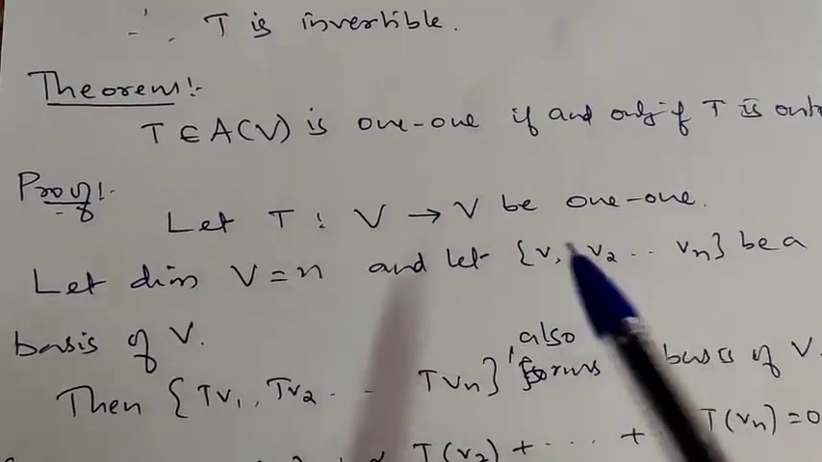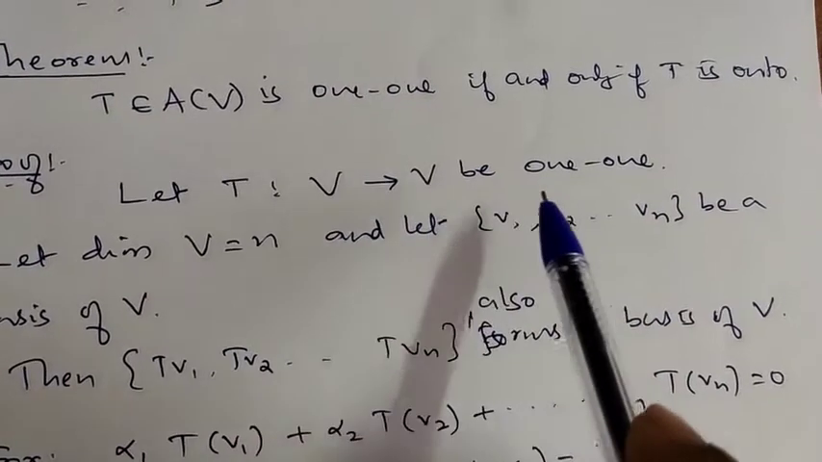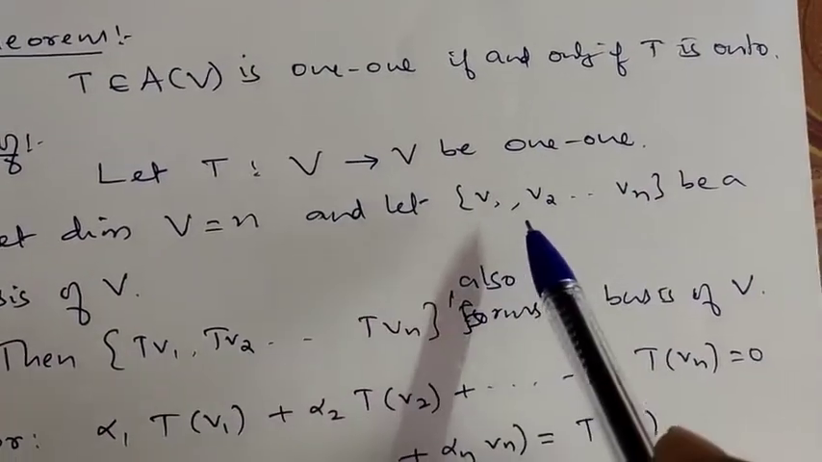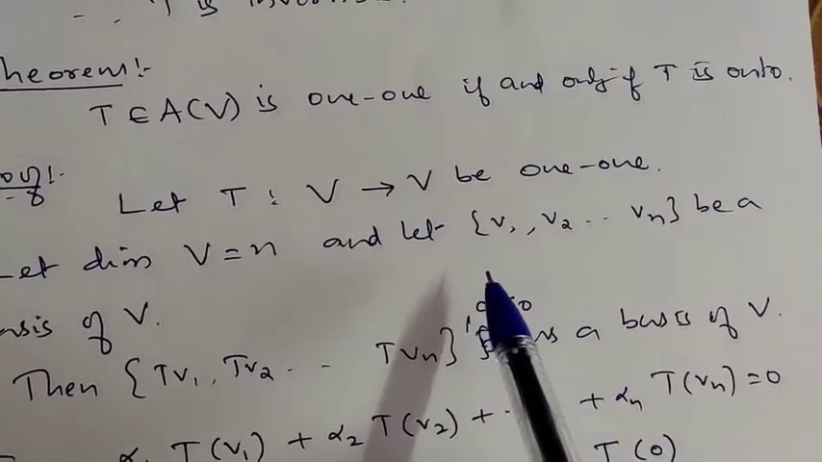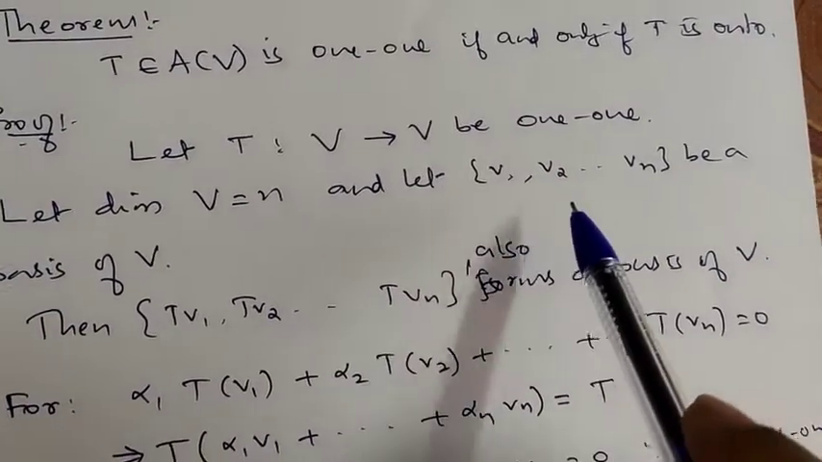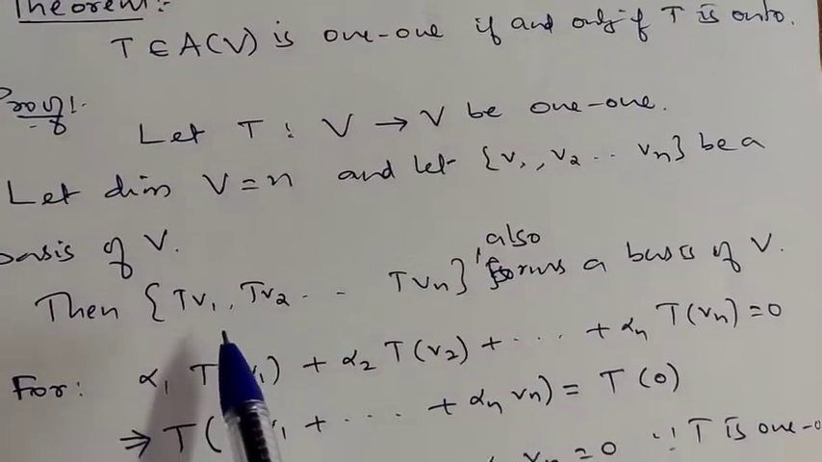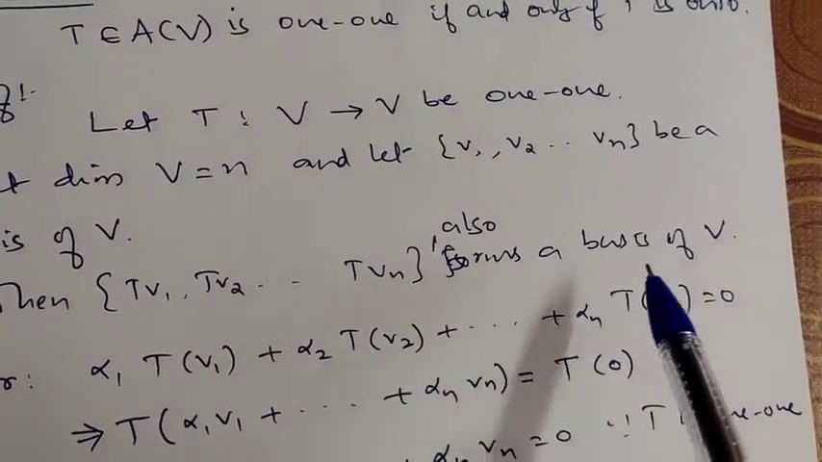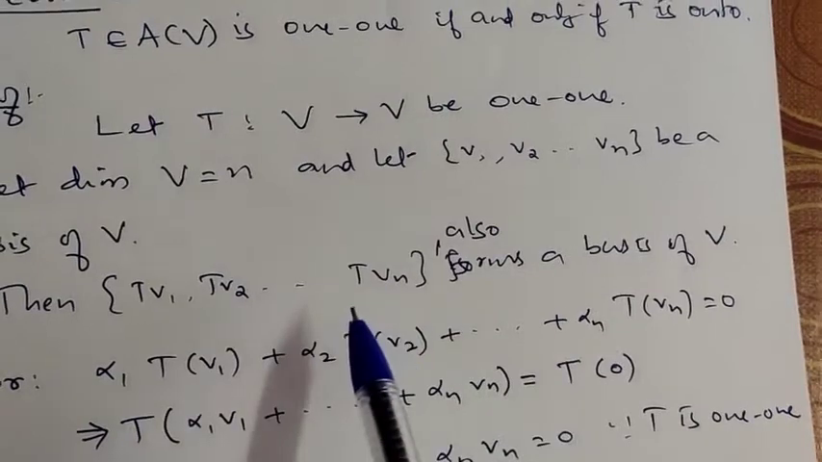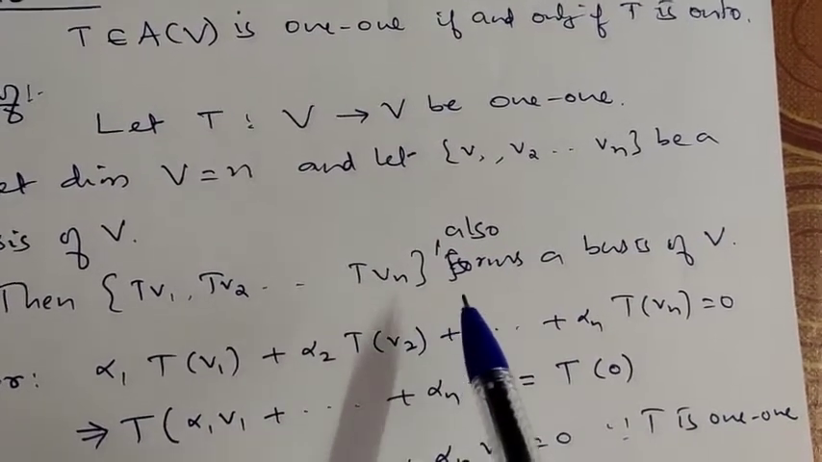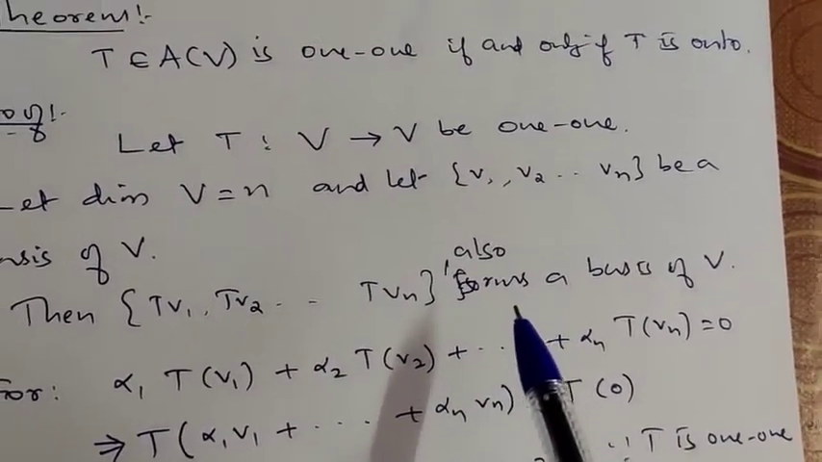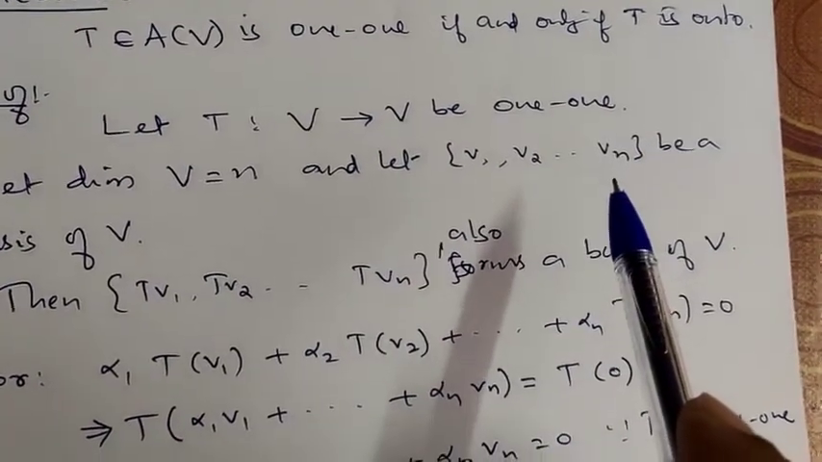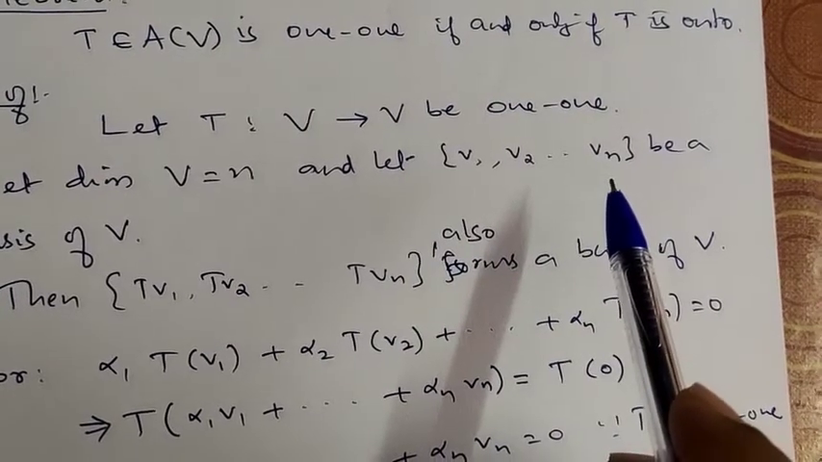Okay. So, first let T from V to V be 1 to 1 and let the dimension of V be n, and let V1, V2, etc., Vn be a basis for V. Now, if V1, V2, etc., Vn is a basis for V, then you know that T of V1, T of V2, etc., T of Vn forms a basis of W. If T is a mapping from V to W and V1, V2, etc., Vn is a basis of V, then T of V1, T of V2, etc., T of Vn is a basis of W.